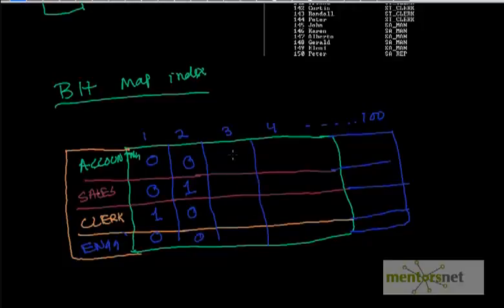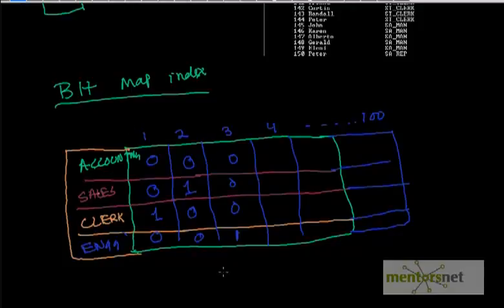Let's say employee ID 3 is an engineer, so for employee 3 this bit is 1 and the other bits are 0. So this is the way that we're going to construct a bitmap array. And by constructing this bitmap array, let's see how the query is going to respond.